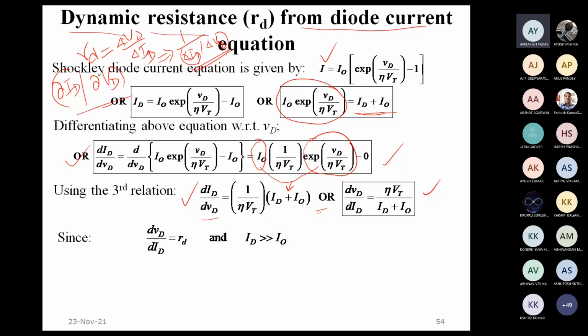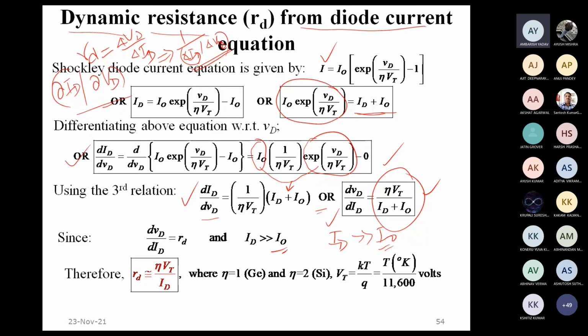Okay, so we can now define this dynamic resistance rd to be equal to this value here. We can notice here that the forward bias current ID is very large compared to I naught, the reverse saturation current. So looking at this, we can neglect I naught as compared to ID, and simply write the equation for this dynamic resistance as eta VT upon ID.